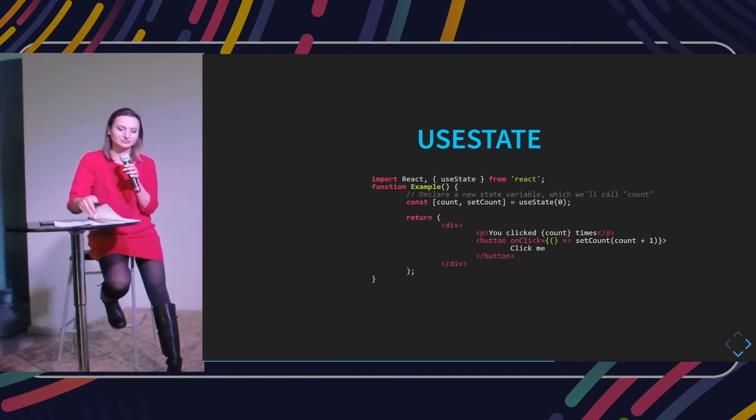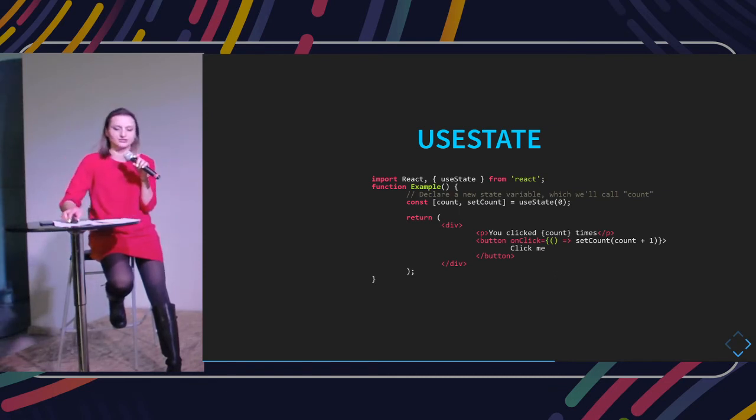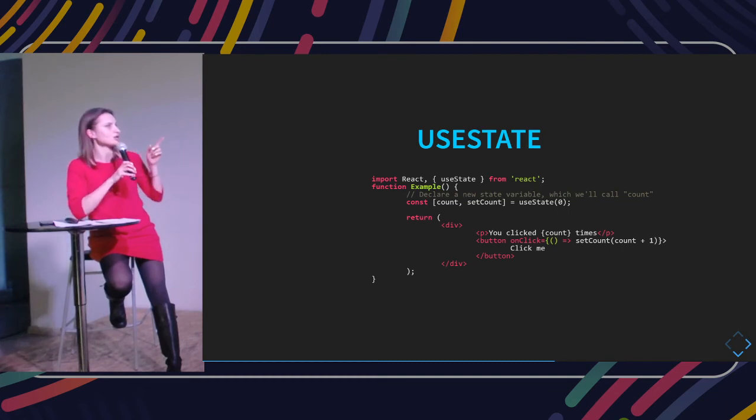useState hook, it works with state. We call the useState hook inside a function component and add some state to it. So when we call the useState hook, we get the initial state and we get the function which updates the state.